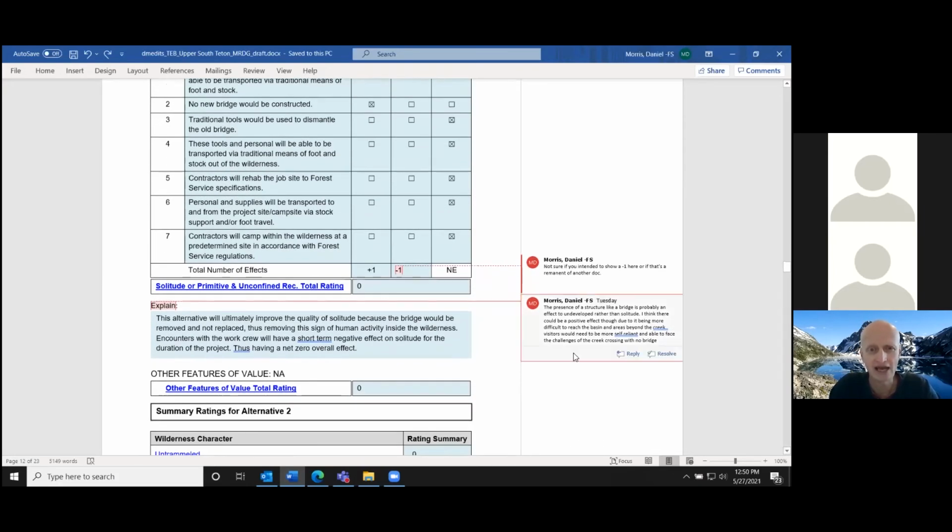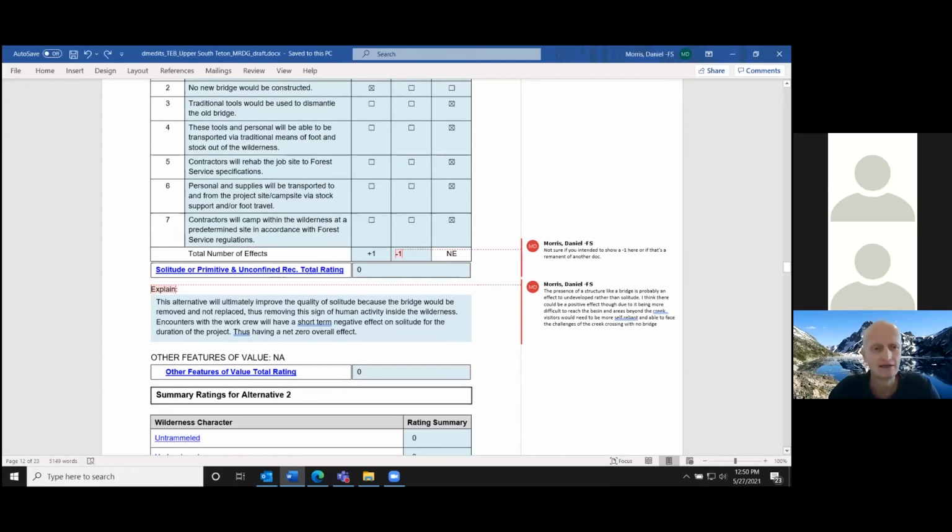And they had a minus here, so I wasn't sure if that was left over from another document or if they actually wanted to talk about the presence of the crew dismantling this bridge being a potential negative to solitude. So that's something we'll have to discuss.